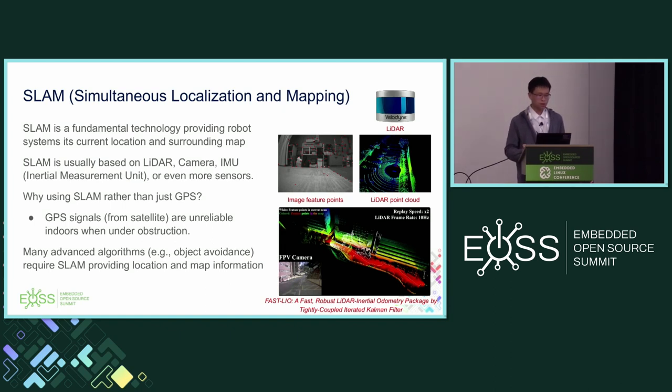First, I would like to introduce SLAM, Simultaneous Localization and Mapping. SLAM is a fundamental technology that provides robots with their current location and surrounding maps. It is usually based on LiDAR, light radar, cameras, inertial measurement units, and maybe even more sensors. But why bother using SLAM rather than just a GPS receiver? That is because the GPS signal is broadcast from satellites, and it may be unreliable indoors or under some obstructions. Also, many advanced algorithms, for example, obstacle avoidance algorithms, require SLAM to provide local location and mapping information.